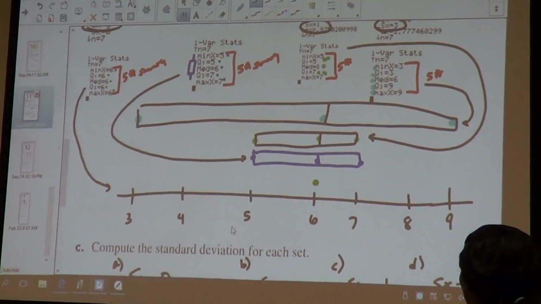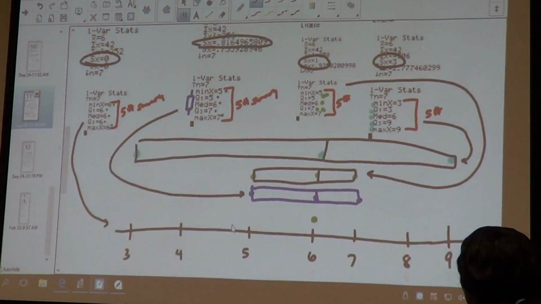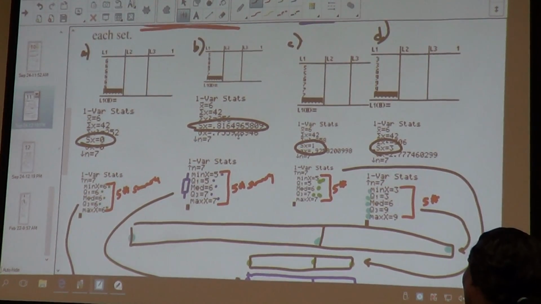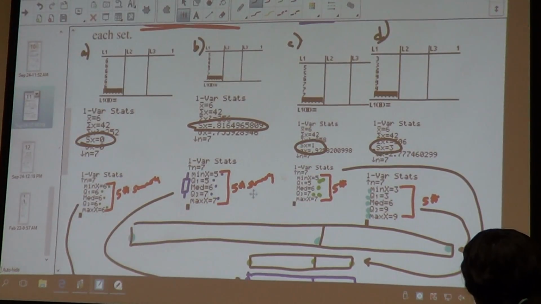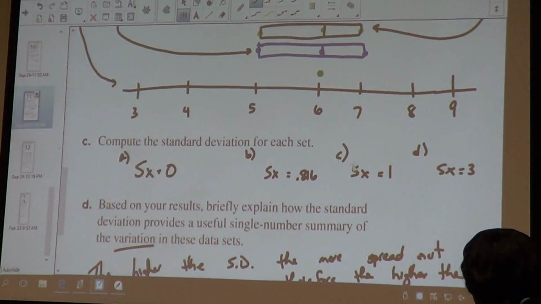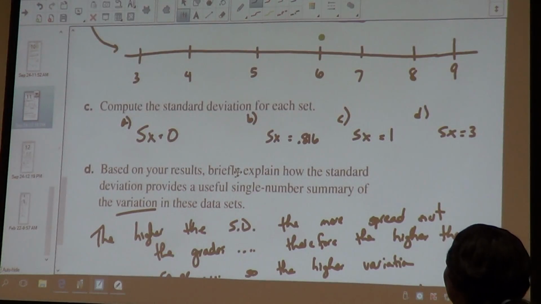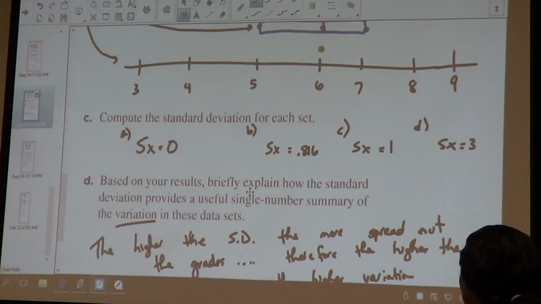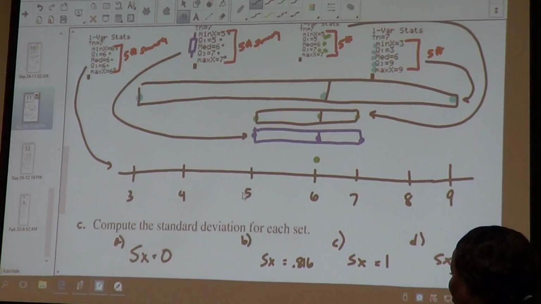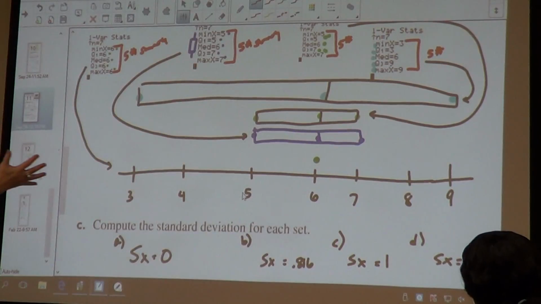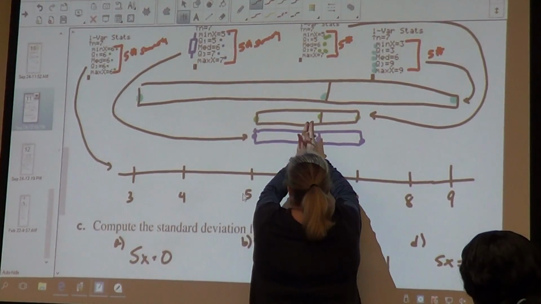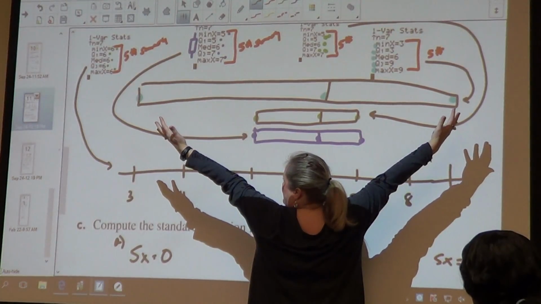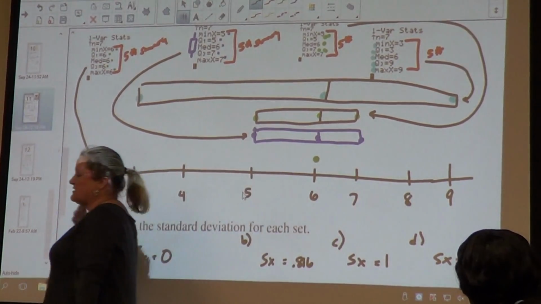What do we call the standard deviation? The SX. So I had already done it up here. The SX is 0, 0.8, 0.9, and 3. See it right there? Based on your results, briefly explain how the standard deviation provides. We just, remember I said the higher the standard deviation, the higher the variation. So this one had low standard deviation and low variation. This one had high standard deviation and high variation. That's all I wrote down.